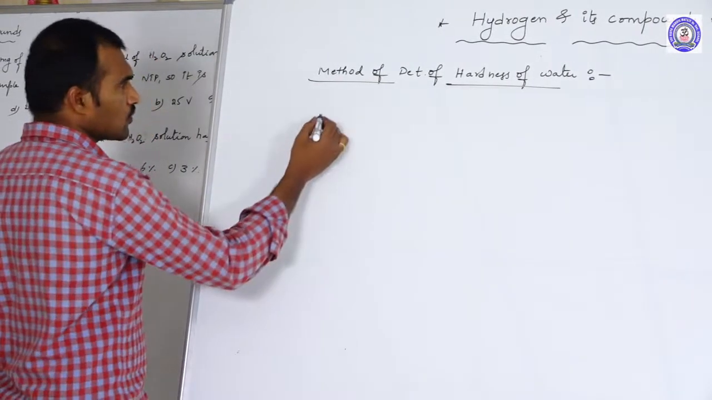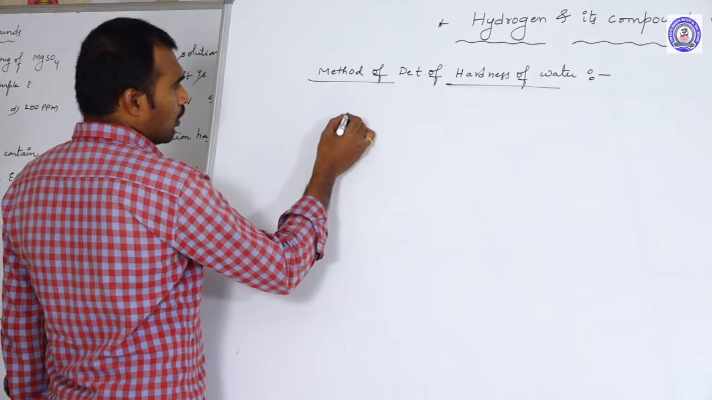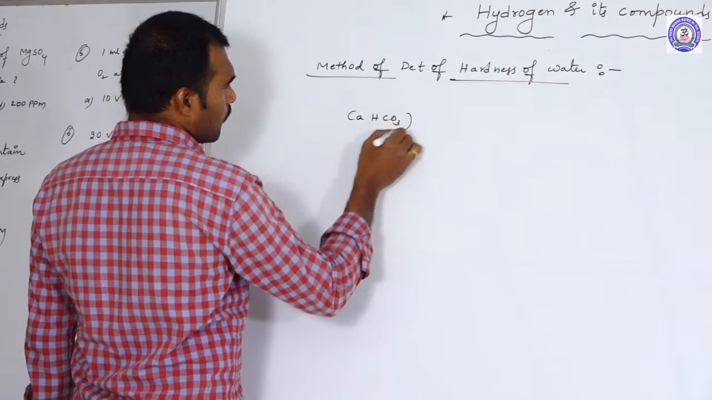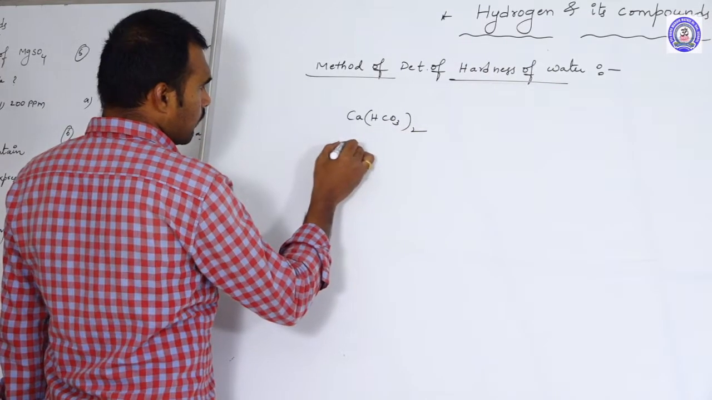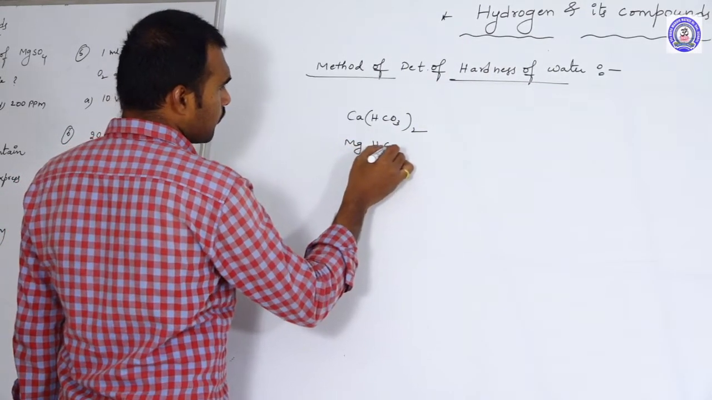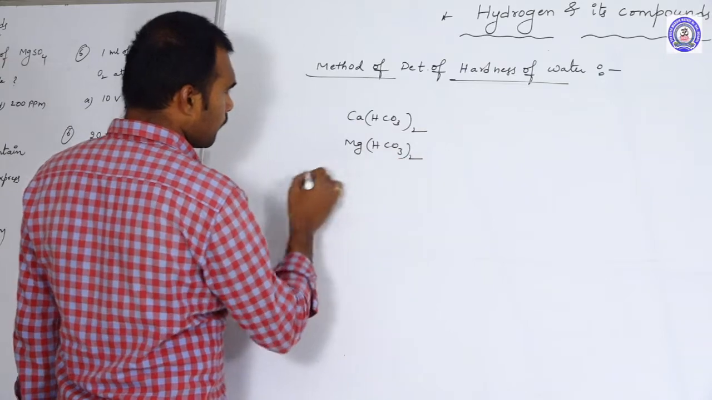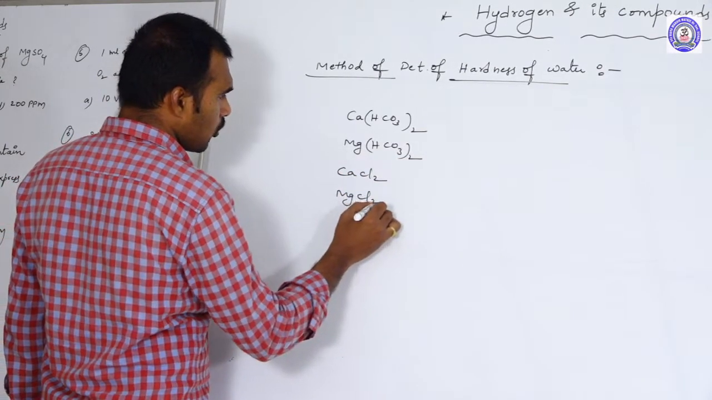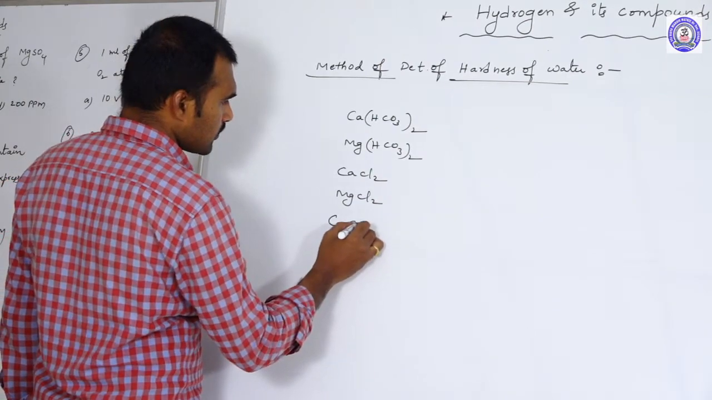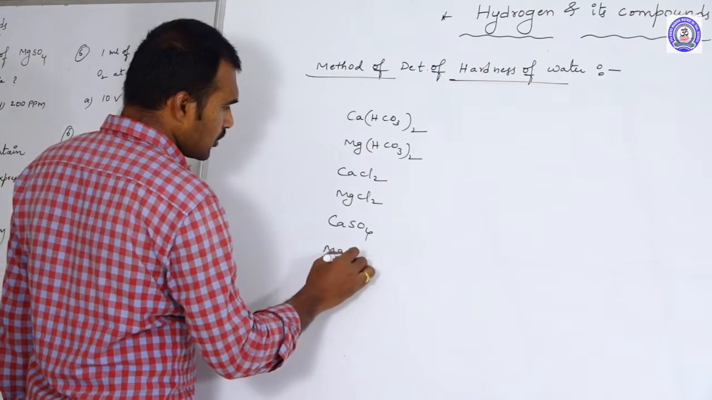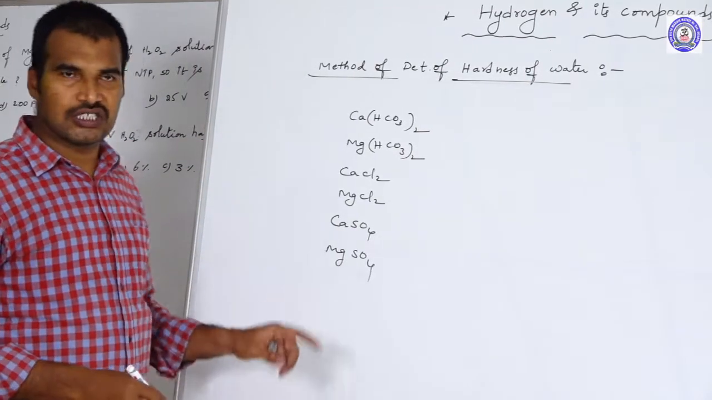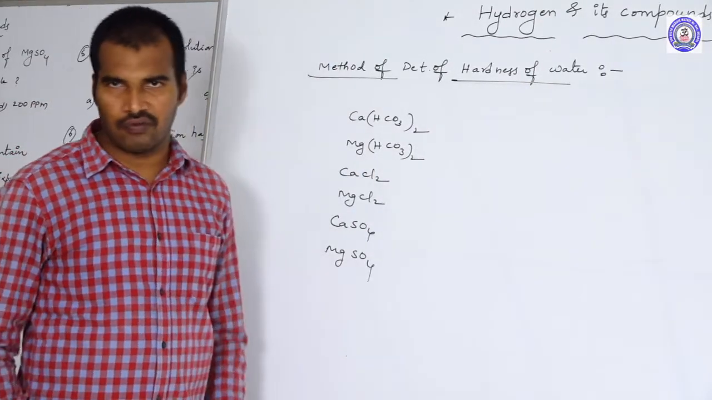What are those salts? Calcium bicarbonate, magnesium bicarbonate, calcium chloride, magnesium chloride, calcium sulfate, magnesium sulfate. These are the salts which are responsible for the hardness of hard water.